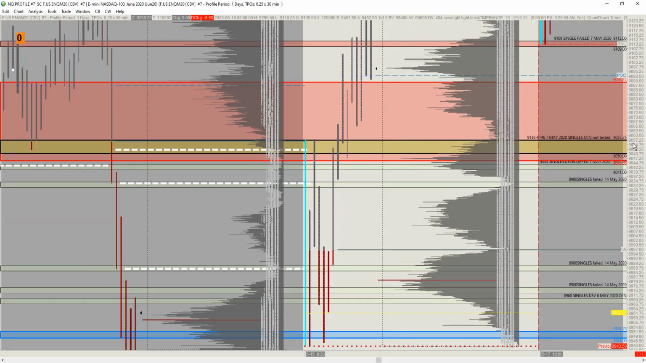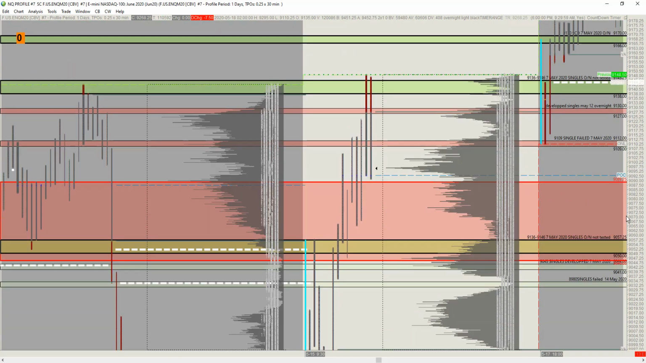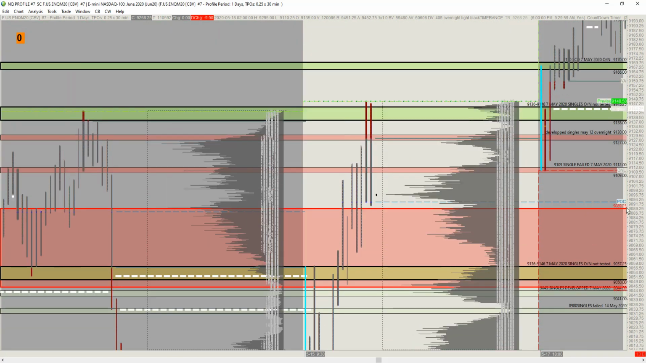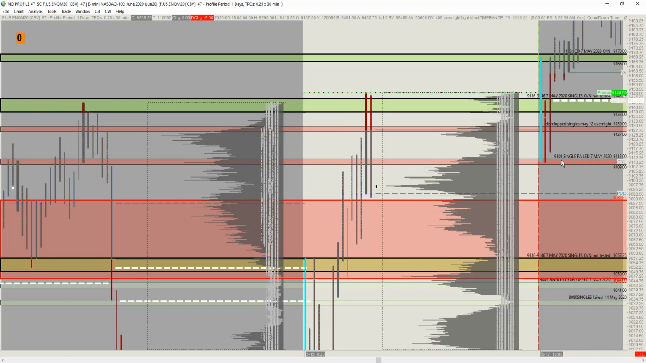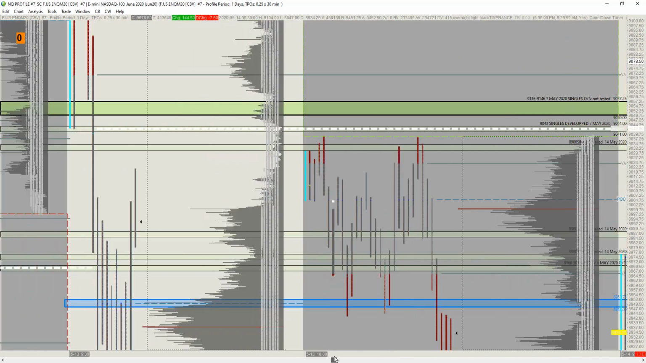Market profile nuances: I like to put the excesses here because these red areas were excess areas from the previous day. I don't have an example here, but these are different areas that I looked at, singles that failed in the past, and the market came back into those areas and floated around them. The market likes to retest certain areas from previous days.